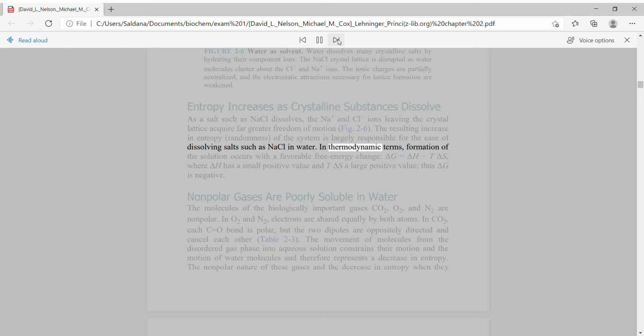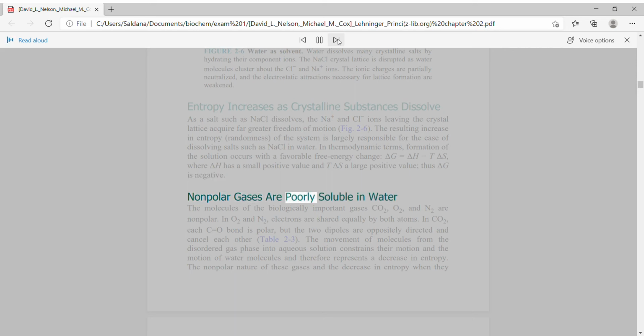In thermodynamic terms, formation of the solution occurs with a favorable free energy change, ΔG = ΔH - TΔS, where ΔH has a small positive value and TΔS a large positive value. Thus ΔG is negative.